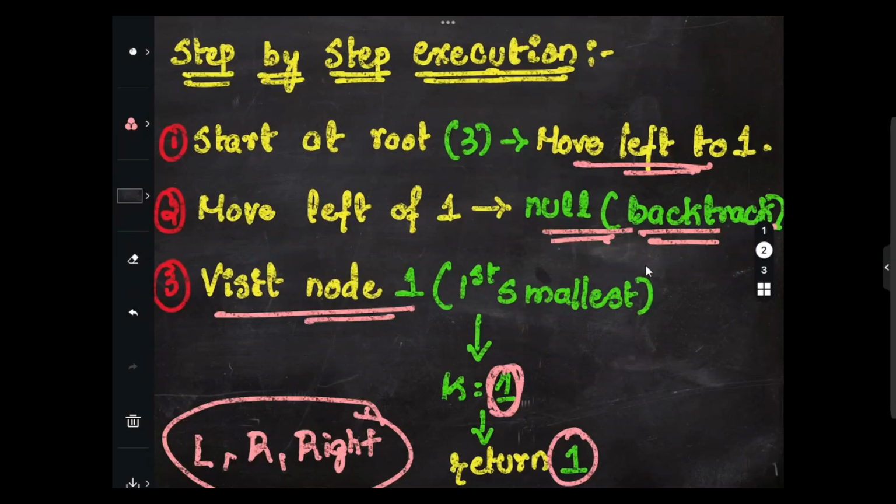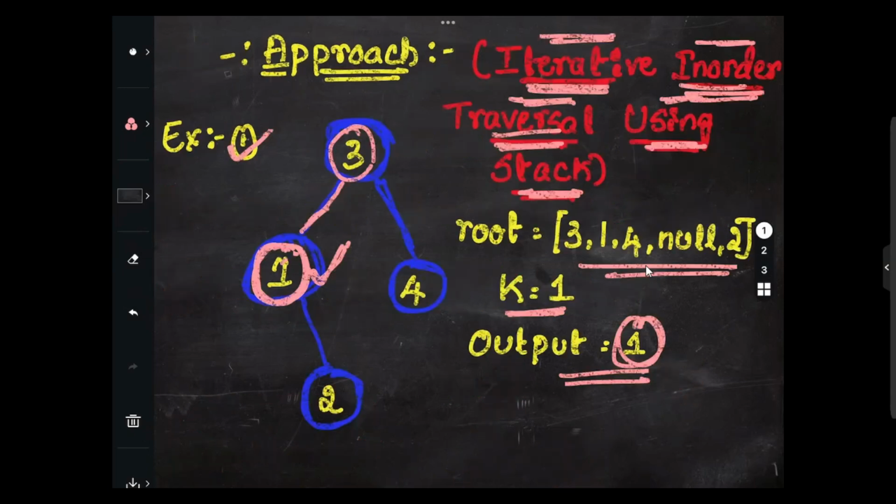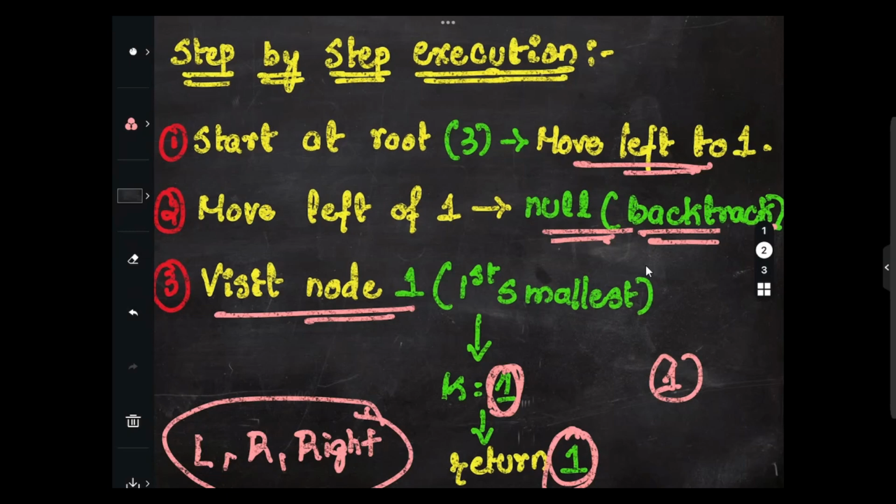So this is it, right? The value that we got here is 1. The output that we got here is 1, and the output that they have given for example 1 in the question is also 1. So these two are 1 itself.